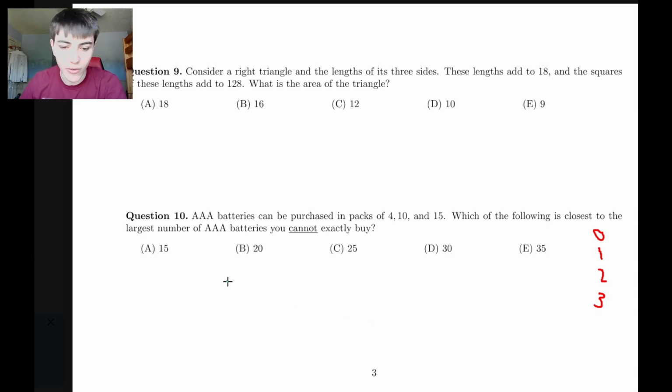So what that means is 4 we can make, right? Since we can just buy a pack of 4. But that also means that we can make 8, because we're adding 4. We can make 12, 16, 20, forever, right?